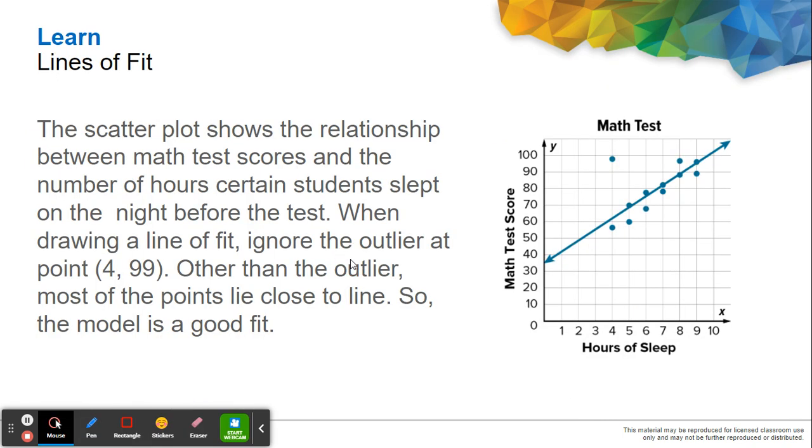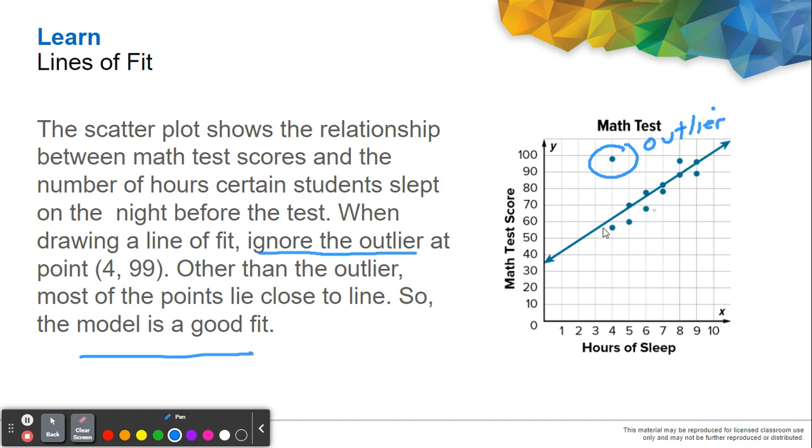Moving on, I have another example of a line of fit. The scatter plot shows the relationship between the math scores and the number of hours certain students slept the night before the test. I'm pretty sure when you have a test, most of you stay up late to study. Remember, when drawing a line of fit, ignore the outlier at (0, 499). As you can see, this is our outlier. Other than the outlier, most of the points lie close to the line, so the model is a good fit.